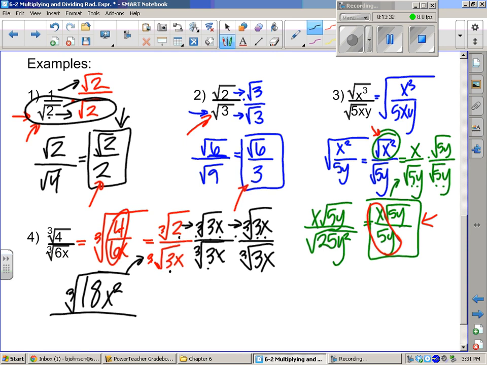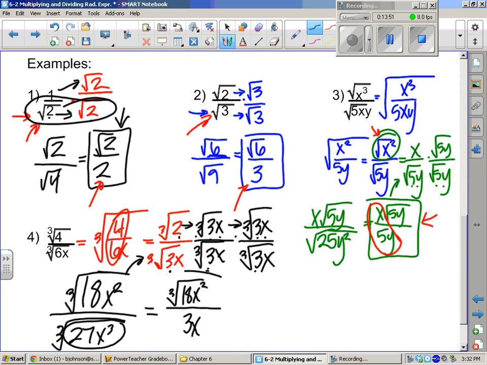All right, on the bottom, 3 times 3 times 3. Now we have a perfect cube. That's 27. And I also have 3 x's, so x cubed. That's helpful because now I have that perfect cube on the bottom. 18 x squared, that actually cannot be simplified because of the cube. This is just going to be 3x. That's our answer. All right, so cubes, we got to do it 3 times. Yeah, we don't see very many of those, but we do need to know them.